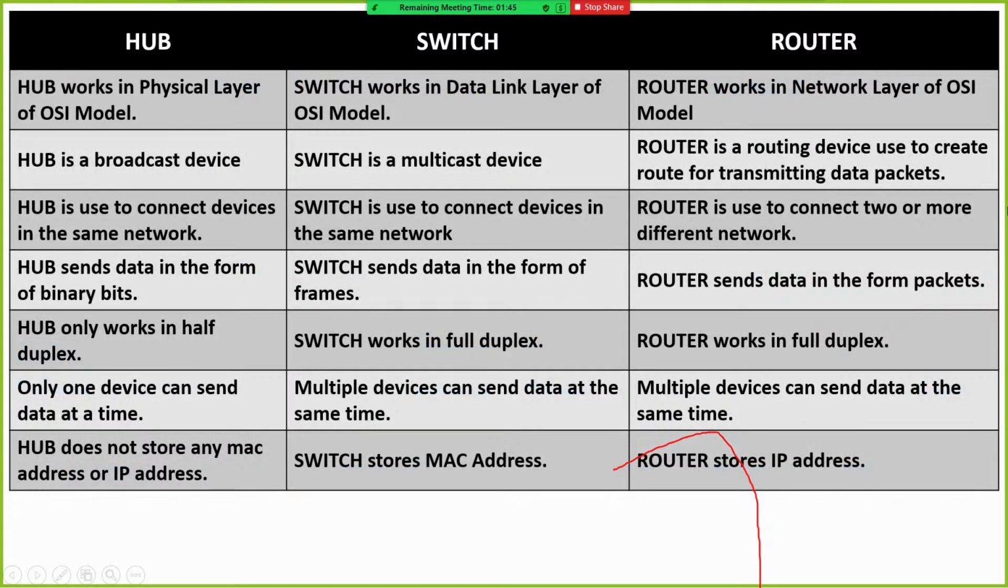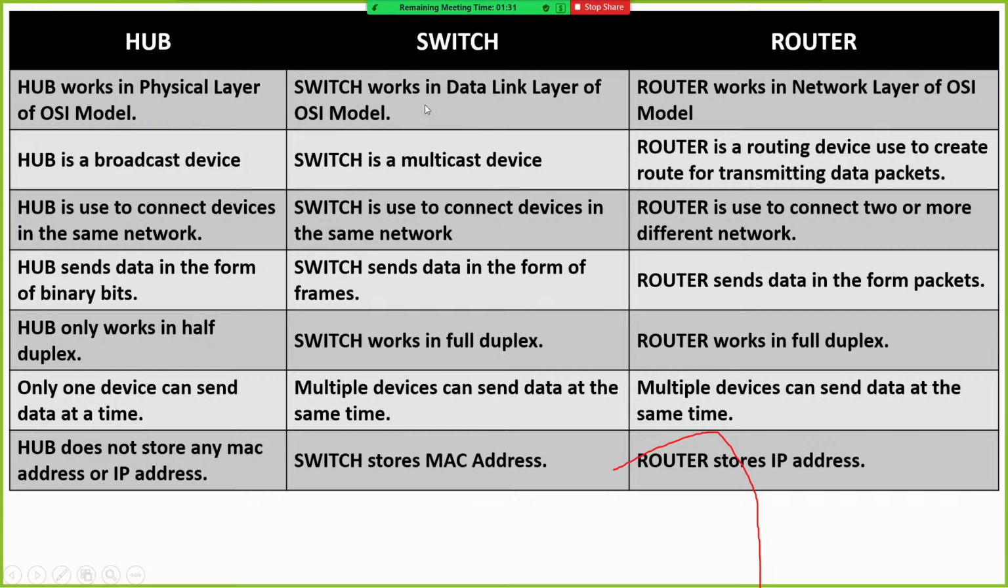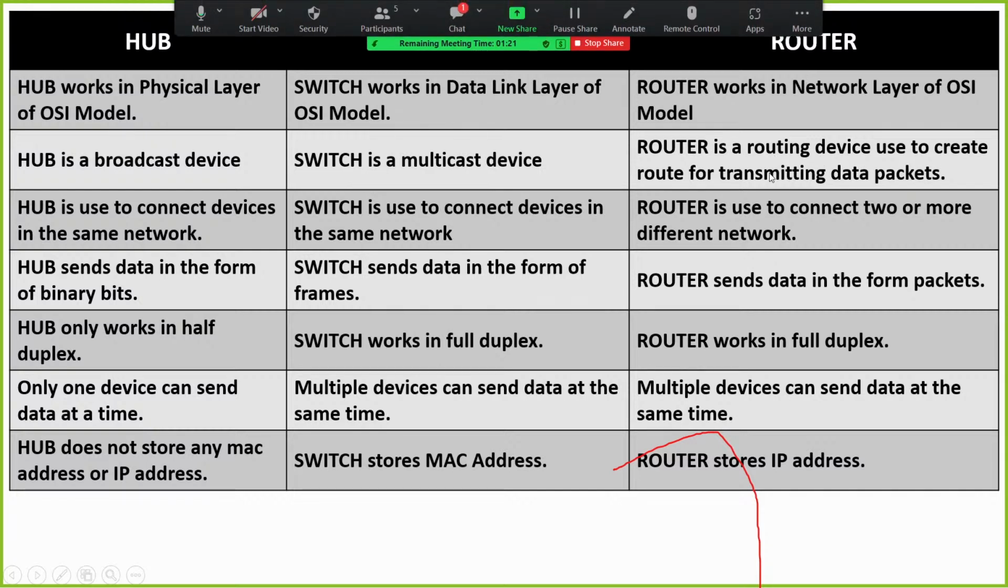I have shown you a side by side comparison table about hub, switch and router. Let me do the quick explanation. Hub works in the physical layer of the OSI model. Switch works in the data link layer. Router works in the network layer. Hub is a broadcast device. Switch is a multicast device. On the other hand, router is a routing device used to create routes between different networks. Hub is used to connect two devices in the same network. Switch is used to connect devices in the same network. Router is used to connect two or more completely different networks.